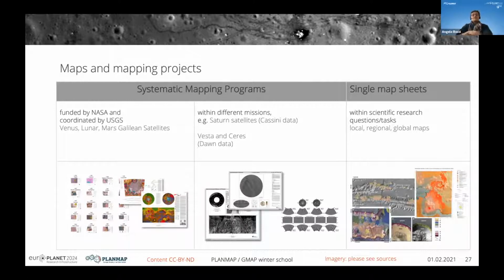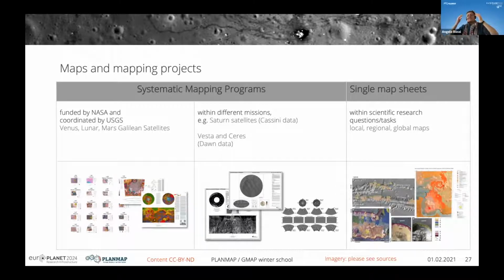Some of them are institutional. For example, the USGS planetary mapping projects are funded by NASA, and USGS is chartered, and they have been going on since the Apollo times. Some of them can be very specific to a mission. For example, the Dawn mission to Ceres and Vesta, or the Cassini mission, or the BepiColombo mission, they do have specific mission-related planetary projects.